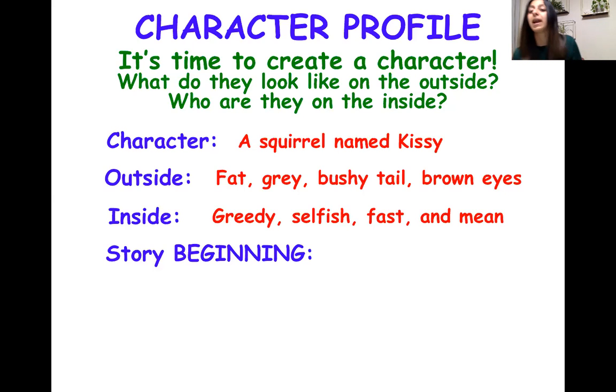So now I've created my character. My character is a squirrel. It's named Kissy. On the outside, she's fat, gray, bushy tail, brown eyes. On the inside, she's greedy, selfish, fast, and mean. So now I'm going to start the beginning of my story, but I'm not going to talk about anything except describing my character. I'm going to write the beginning of my story just describing my character, using lots of adjectives and words and actions that a greedy, selfish, fast, and mean squirrel might do. Here we go.